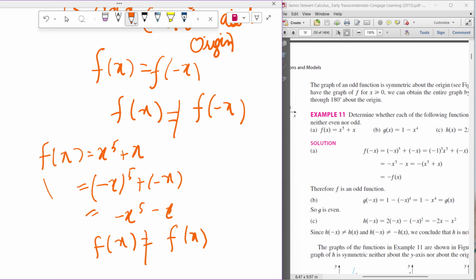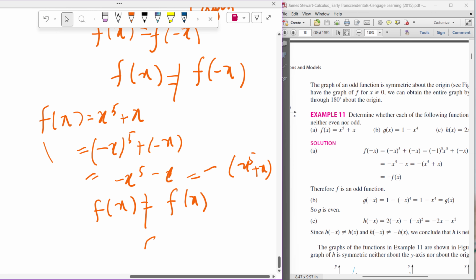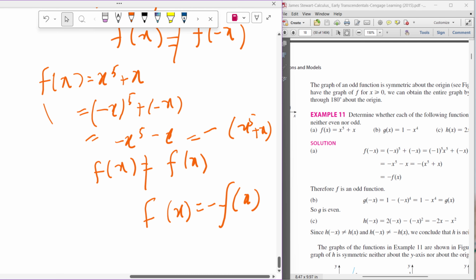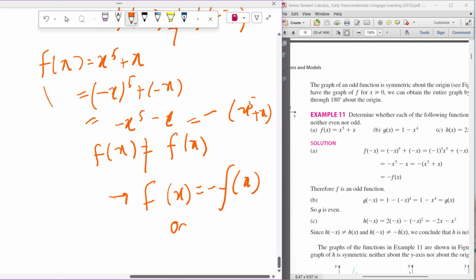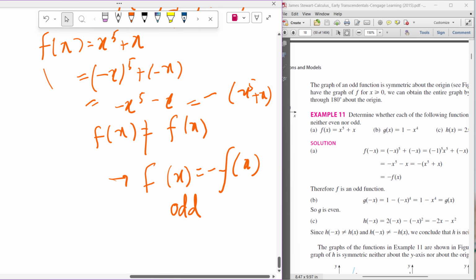But when I take minus common, I will get minus of x power 5 plus x. So I can write that f of minus x is equal to minus of f of x. So if this is true, then that function is called the odd function. So I can define for the odd function that if f of minus x is equal to minus f of x, then the function is called the odd function.